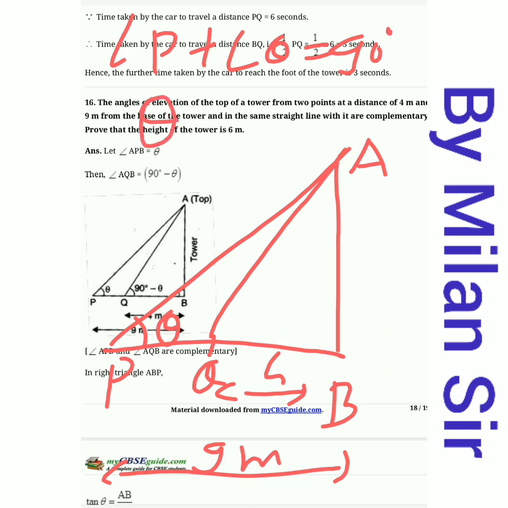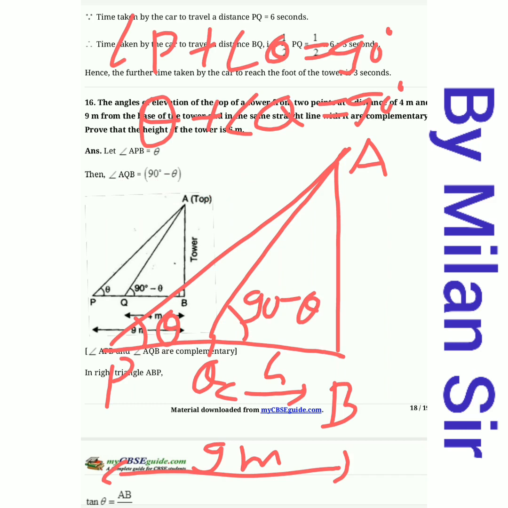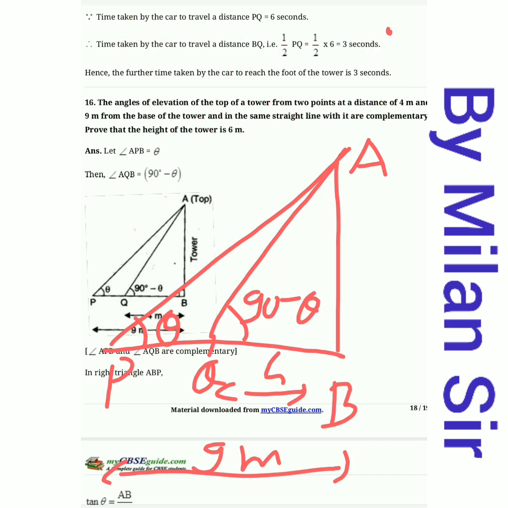Now P is equal to theta, so we can find Q from here. Transfer this theta to the right hand side, so 90 minus theta. So if I take angle P equal to theta, then angle Q is equal to 90 minus theta. Okay. Now here we have two triangles.